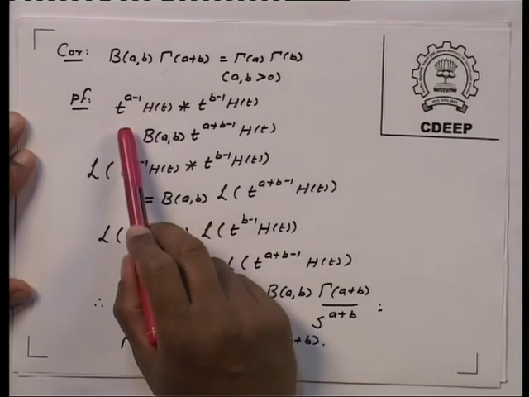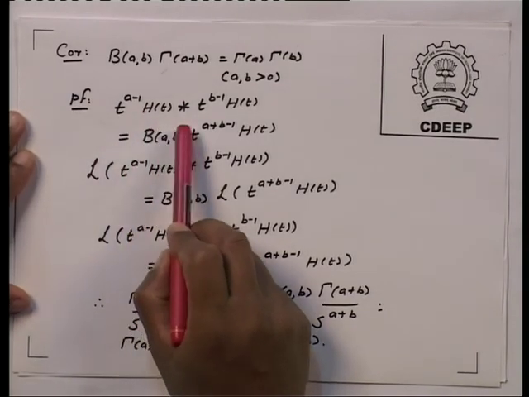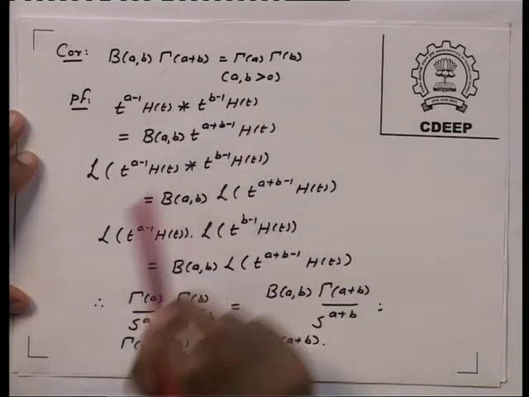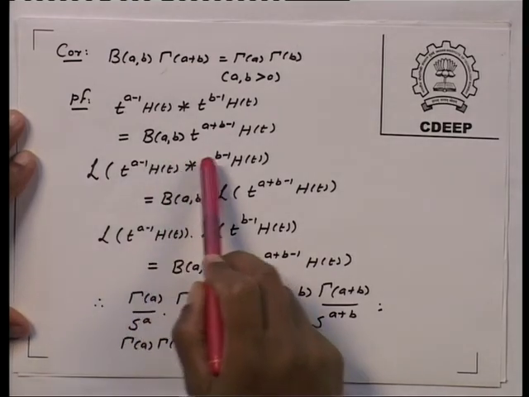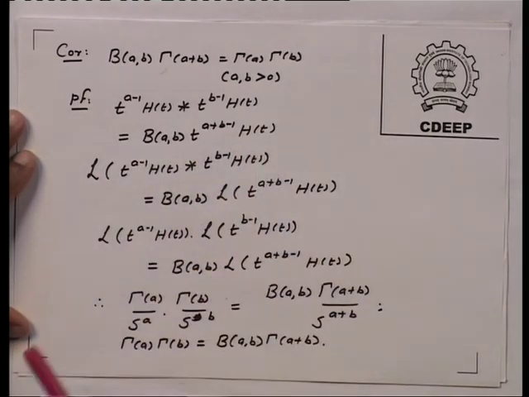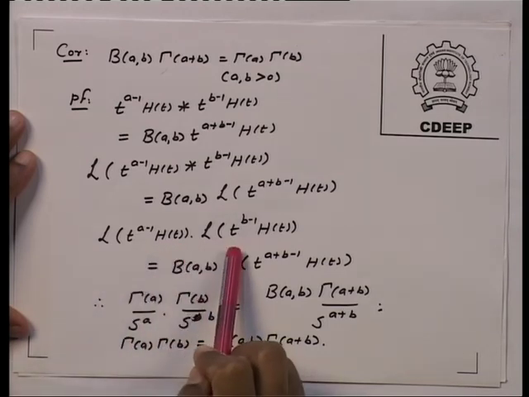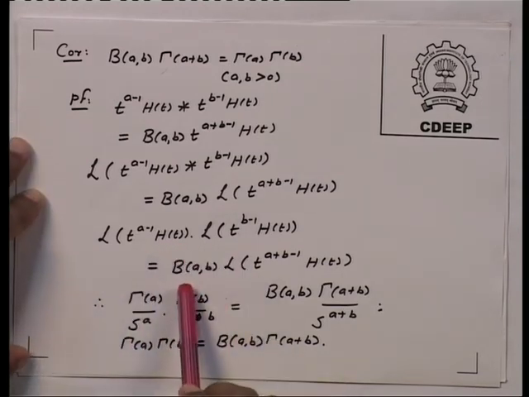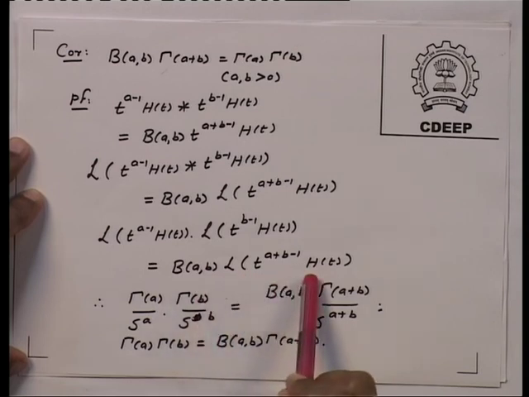We have t to the power a minus 1 h(t) convolved with t to the power b minus 1 h(t) equal to beta of a, b into t to the power a plus b minus 1 h(t). That we have just proved. Take the Laplace of both sides. The Laplace of the left hand side is the product of the Laplace transforms. That is the convolution theorem. Right hand side is beta of a, b times the Laplace of this.